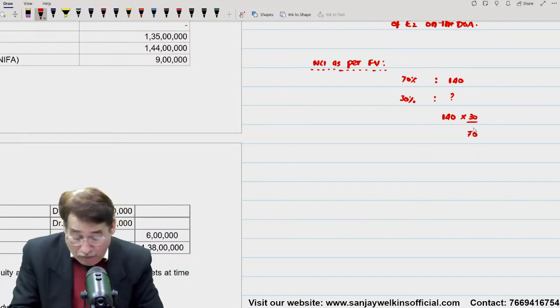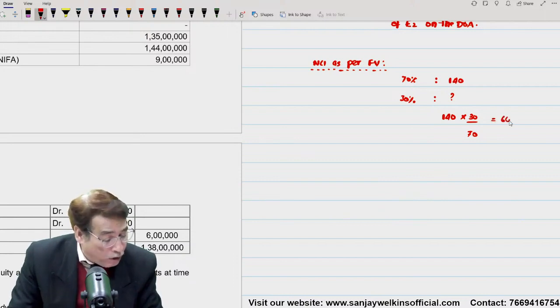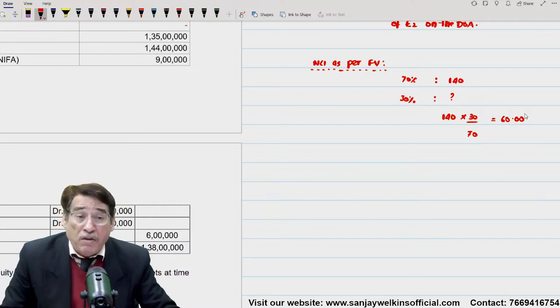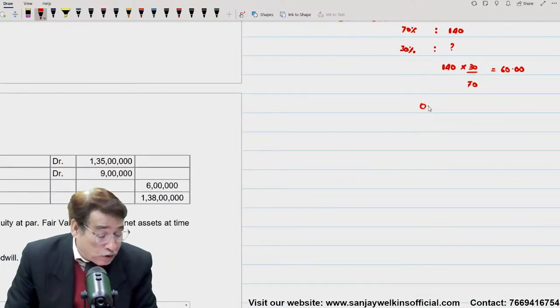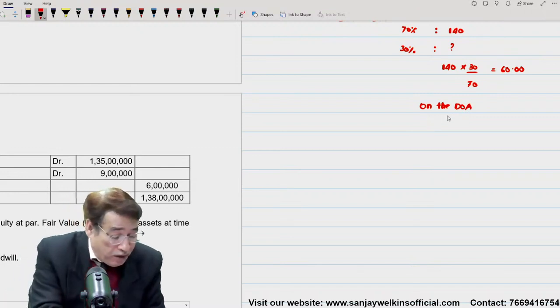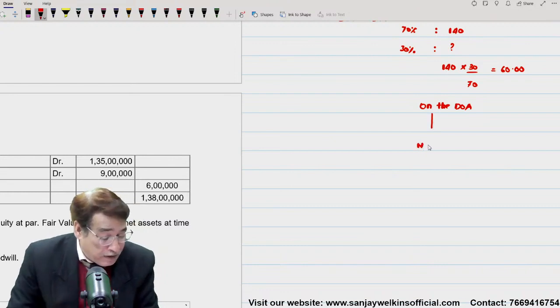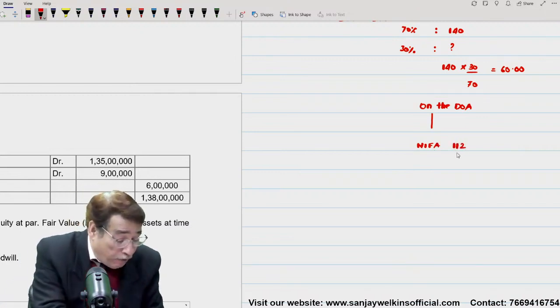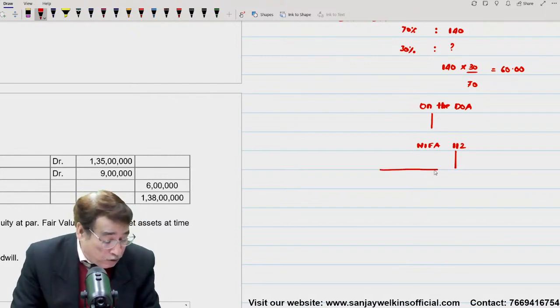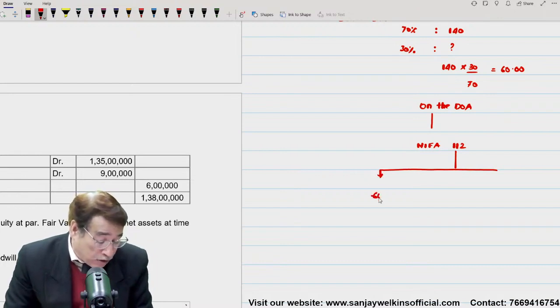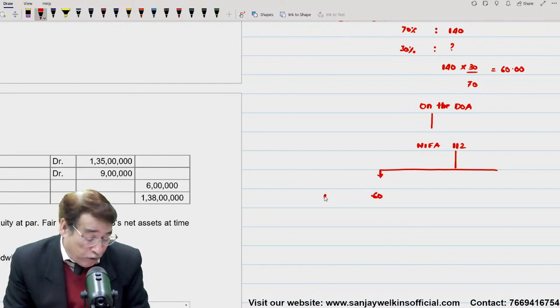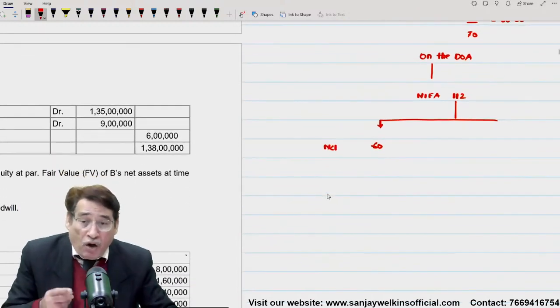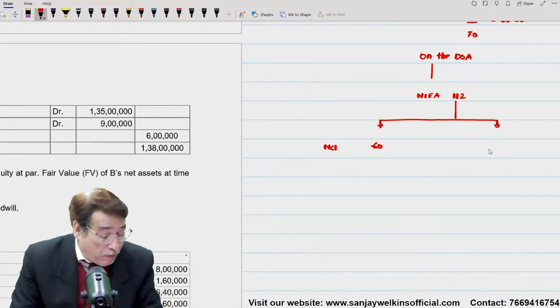Now, 140 into 30 divided by 70 comes to, according to my calculation, a pretty high figure. No problem at all. This time NCI is 60 lakhs. Now suppose I am going to ask you, on the date of acquisition, what is the NIFA, the net identifiable asset? The net identifiable asset of the acquired company on the date of acquisition we have already seen is equal to 112. And out of 112, because this time we have computed NCI on the basis of the fair value, 60 lakhs worth of assets out of 112 will be presumed to belong to NCI, correct? Only the remaining amount. Now, what is the remaining amount in this particular case? The remaining amount, I think, will be equal to 62.